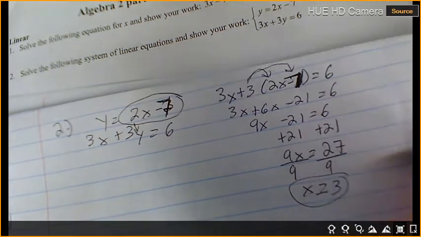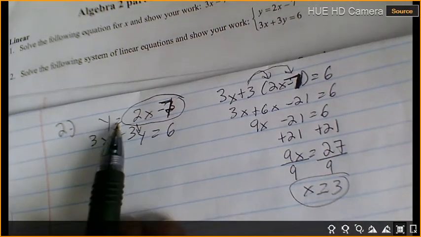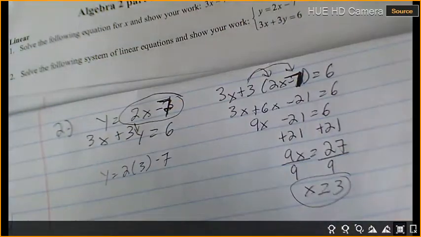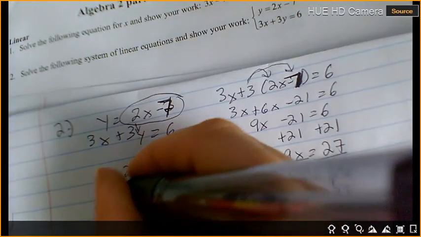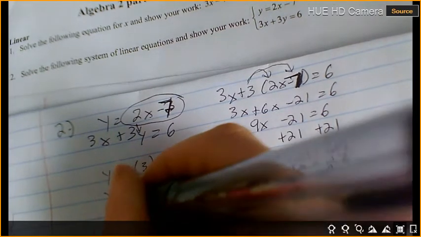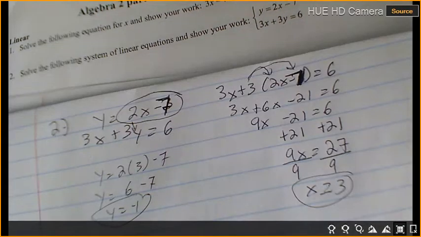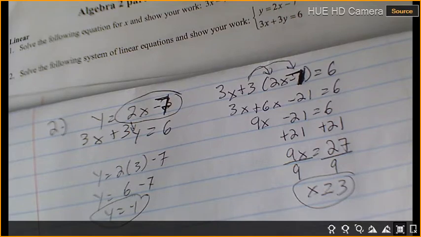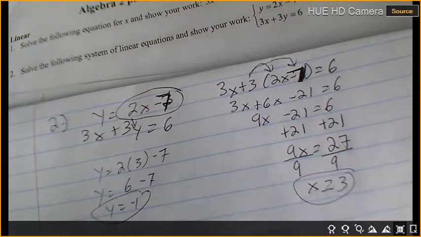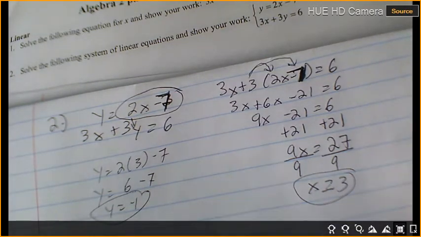Now I'm going to take this. I would plug it back into this one because it's just faster, because there's only one thing you have to do. You have y equals 2 times 3 minus 7. 2 times 3 is 6, so y equals 6 minus 7, so y equals negative 1. Questions? You could have used elimination method with this. You could use graphing. You will still get the same answer if you do it in a different way.